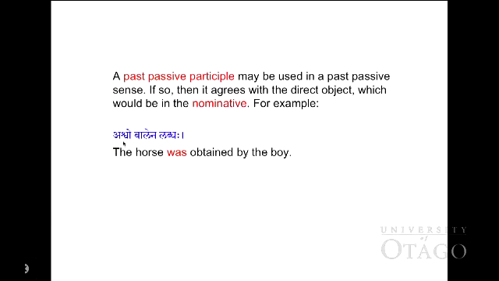Ashvo comes from ashvah. Balena, instrumental, singular, masculine. Labdhah is the PPP of labhate, obtain. So it is: the horse was obtained by the boy. Ashvah, nominative singular, masculine. The horse is the object, but it is in the nominative. The horse was obtained by the boy.